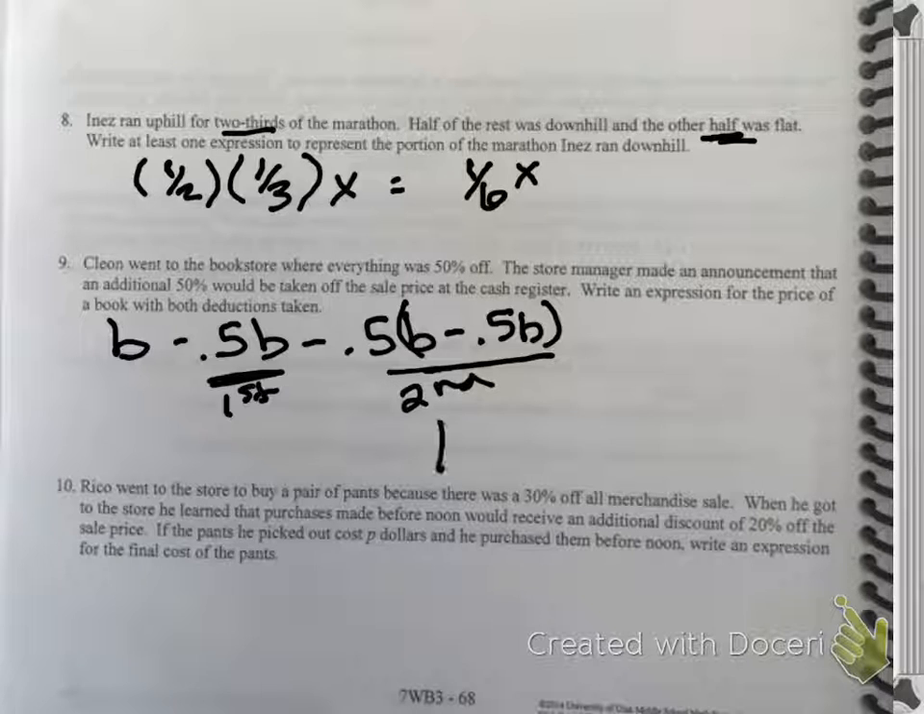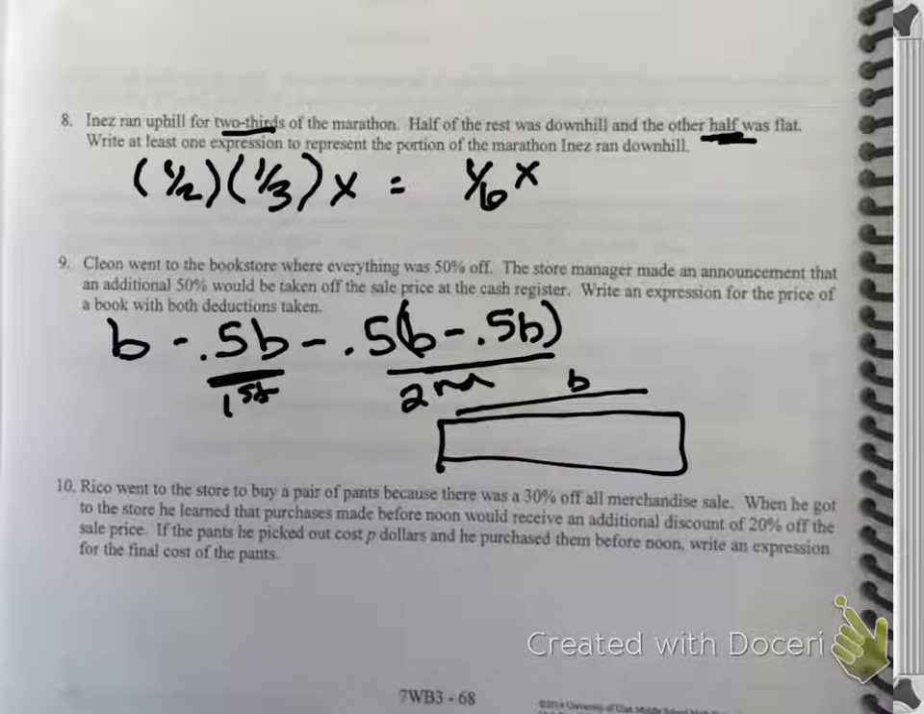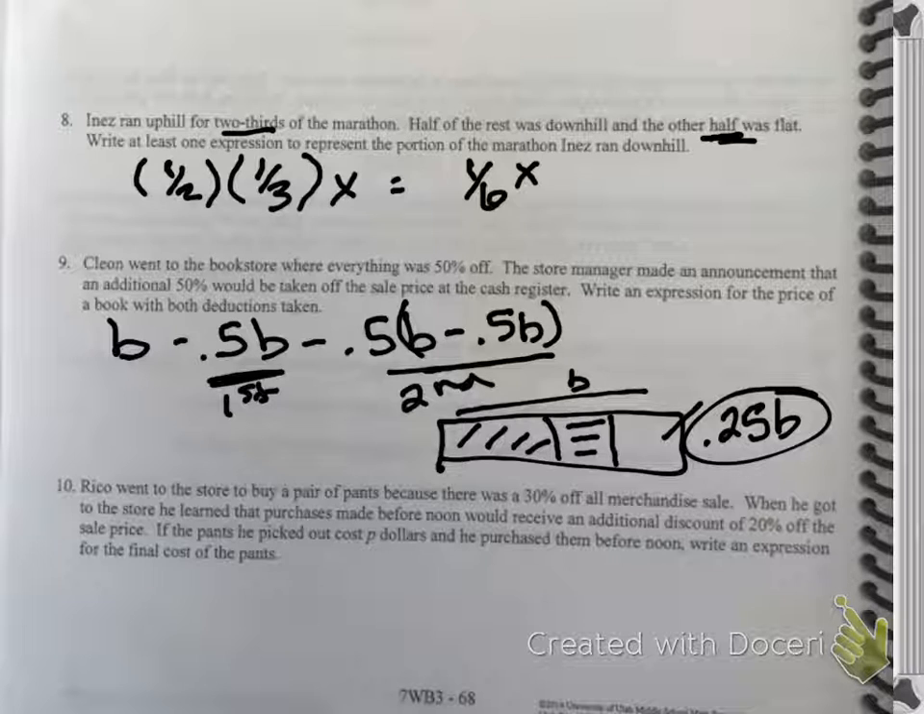You could also think of it as a bar model. So this is the price of the book, it's the total. I take 50% off. That's my first discount. Of the rest, I'm going to take another 50%, and I'm left with the price. So it's really just 0.25 times the price of the book is a way to think about it.